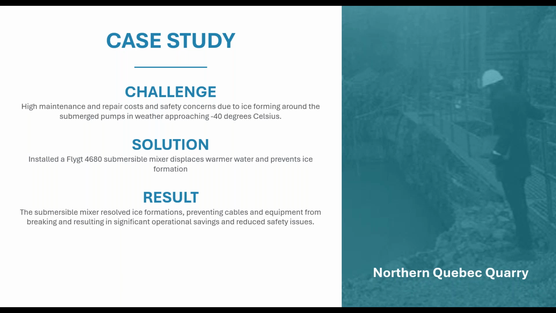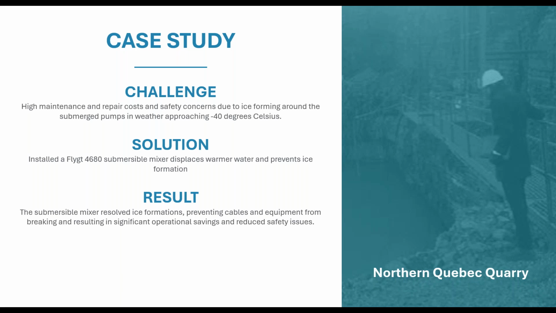So working with Xylem, a solution was identified that we could reduce ice formation by keeping the water circulating. With warmer water moving from down near the original submersible pump that was in the basin, ice could no longer form around the power cables. A 40 horsepower Flight 4680 compact mixer was fitted with a cement base, and the quarry personnel actually prepared a metal catwalk to where that mixer would be lowered near the dewatering pump.